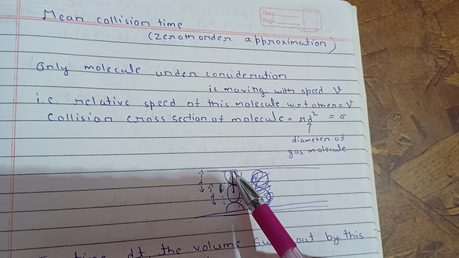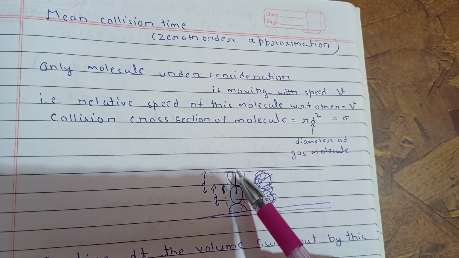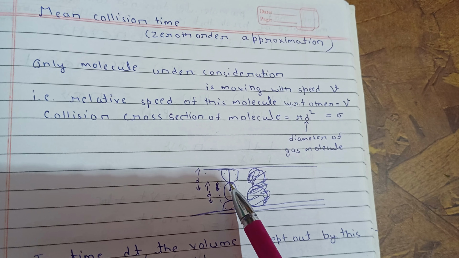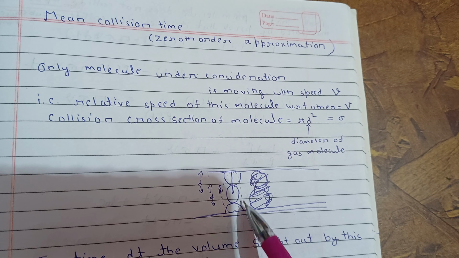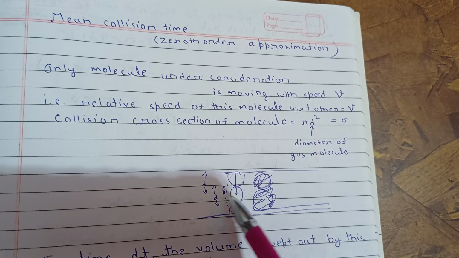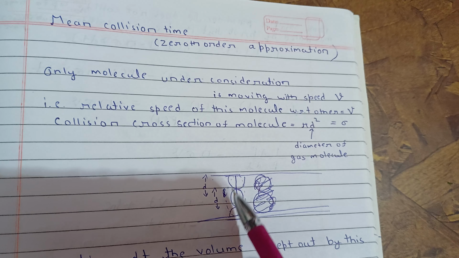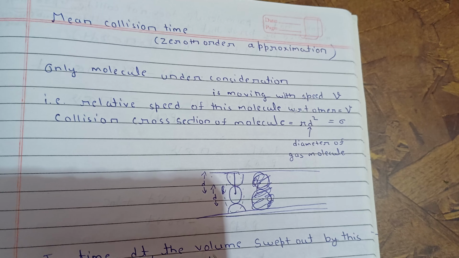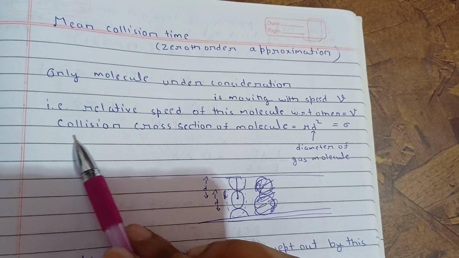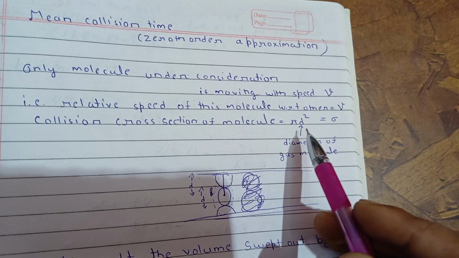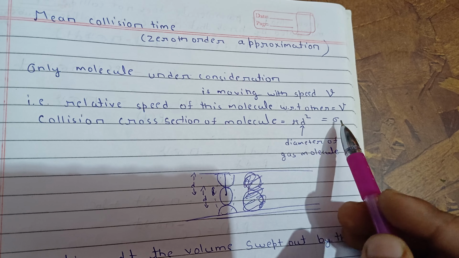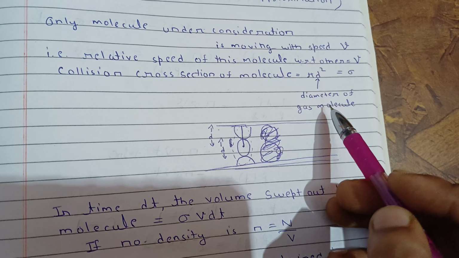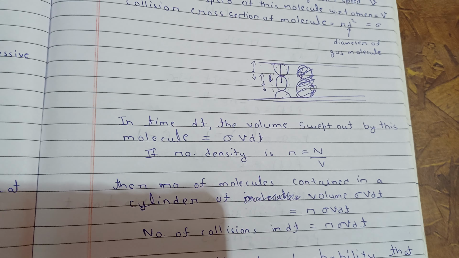So that's why we calculate this cross-section area, and we call that the collision cross section. If the diameter is d, then this complete circle has a radius of d. So the cross section will be pi d square. Here the radius is d for this complete circle, and we call this the collision cross section. Must remember, this will be pi d square and we denote it by sigma, where d is the diameter of the gas molecules.